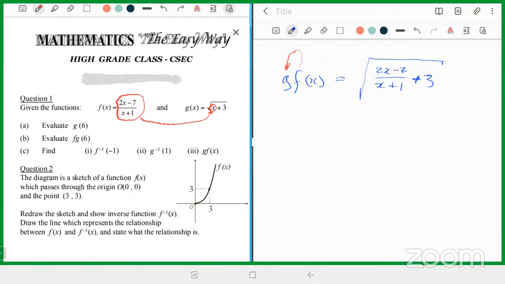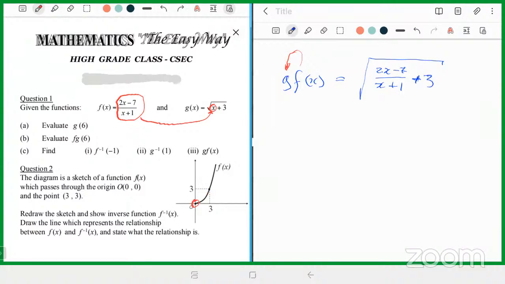Because the question asks us to redraw the sketch and to show the inverse function on it. It also tells us to draw the line which represents the relationship between f and f to the minus 1. That line is the line y equals x. It also asks us to state what the relationship is. The relationship is that they reflect each other in the line y equals x. And the line y equals x passes through these points.